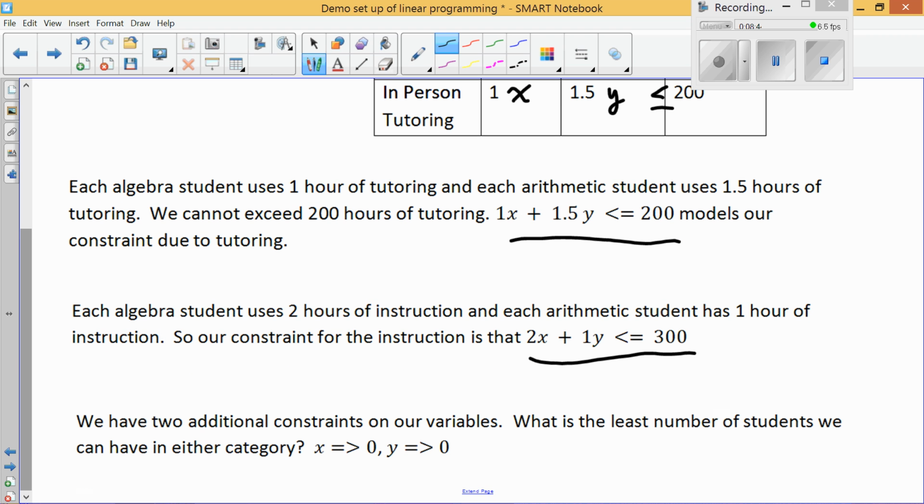Okay, there are 2 additional constraints that aren't obvious at first glance with our problem. What's the least number of students we can have in either category? 0. We can't have a negative number of students, so we have 2 additional constraints: x needs to be greater than or equal to 0 and y is going to be greater than or equal to 0. These 2 constraints will show up in virtually all the problems we look at.